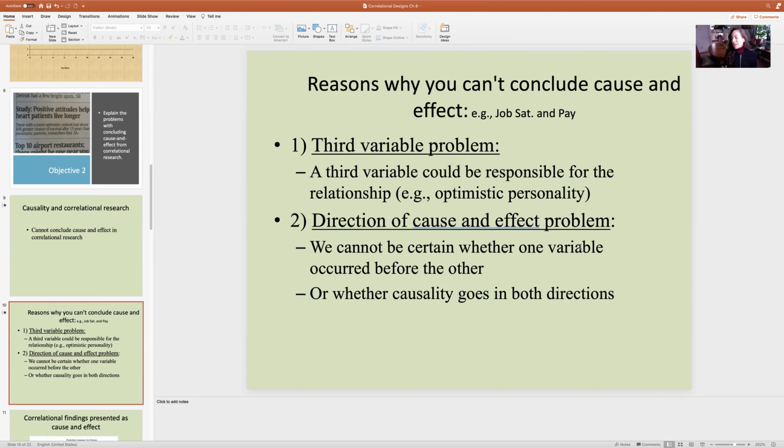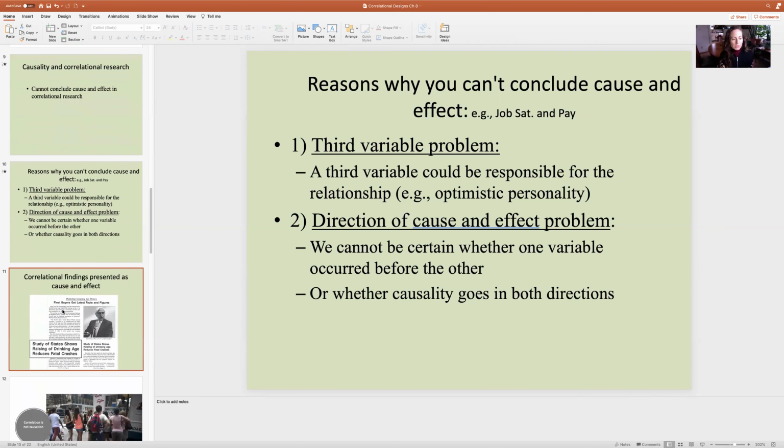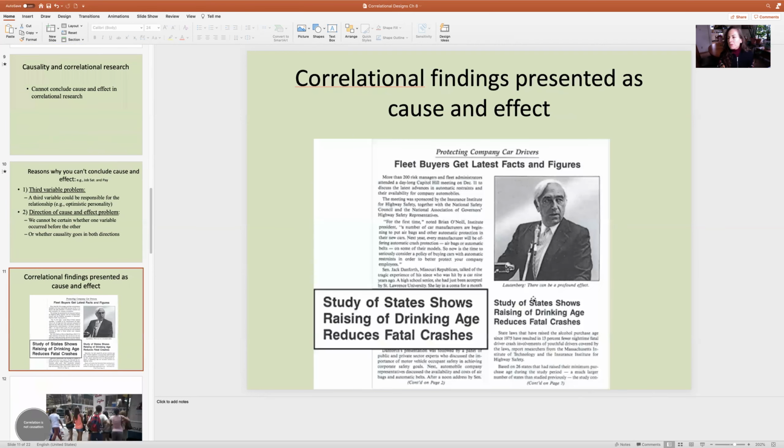But in fact, it may be that job satisfaction determines pay. So let's say that a person who's very satisfied and very happy in their job may be more likely to get promotions. And in that sense, we have the opposite direction of cause and effect. So does job satisfaction cause a pay increase, or does a pay increase cause job satisfaction? We don't know, or it could go in both directions. So those are the main reasons why we cannot conclude cause and effect from correlational studies. Nonetheless, people do it all the time.